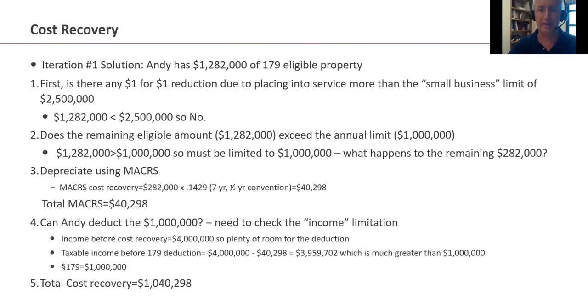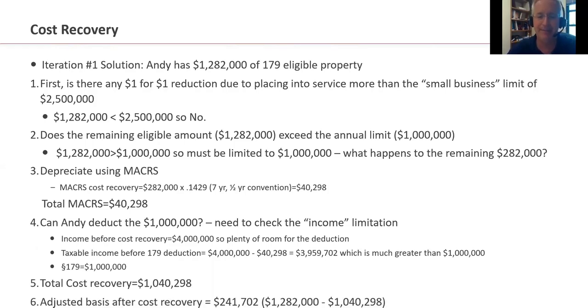His total cost recovery on that property is $1,040,298. That's the total of his MACRS depreciation plus his Section 179 cost recovery. As a result, his adjusted basis after just 1 year is all the way down to $241,702. So you can see that this accelerated depreciation, if we think back to Daniel and Toshland, is a pretty good gig for taxpayers. Look how much of that cost he wrote off in just the first year, a bunch of it. Okay, so that's our first version.